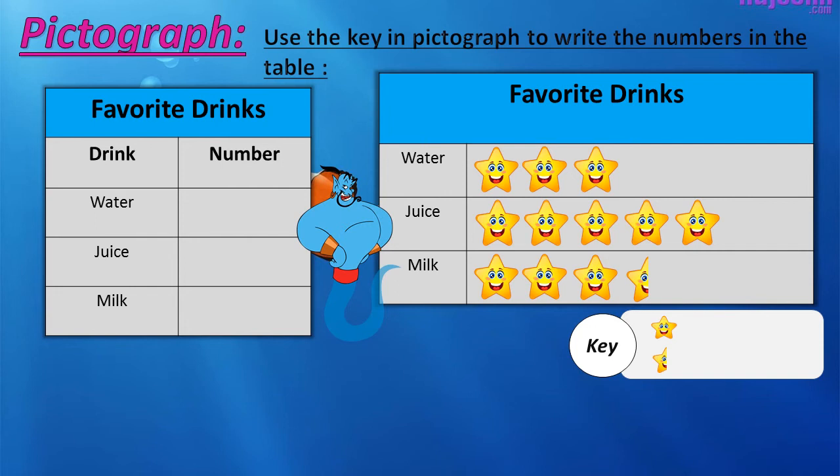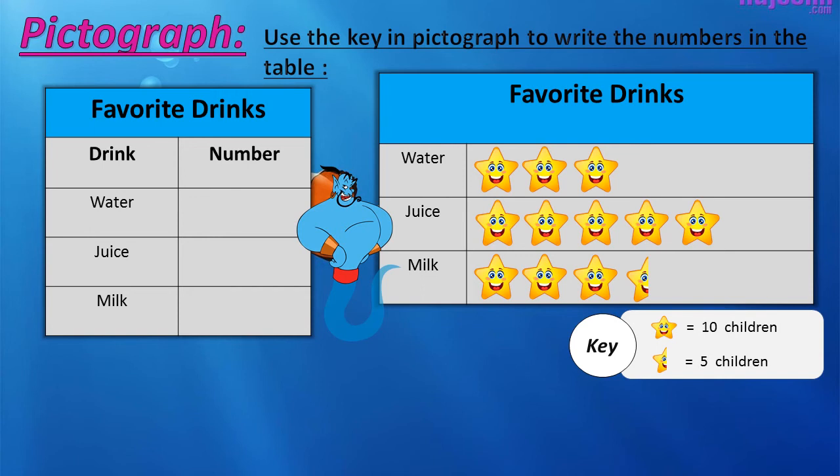Number 3, the key. Can you see the key? What is the importance of the key? The key gives me the value of each picture. So 1 star means 10 children. Half a star means 5 children. We are going to use this pictograph to fill in this table.